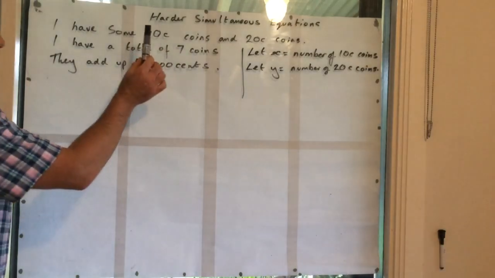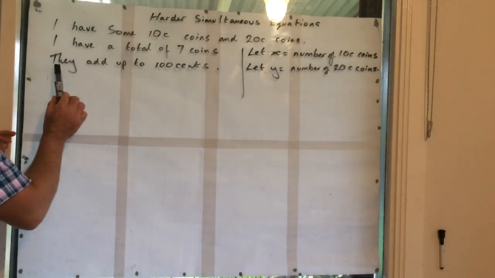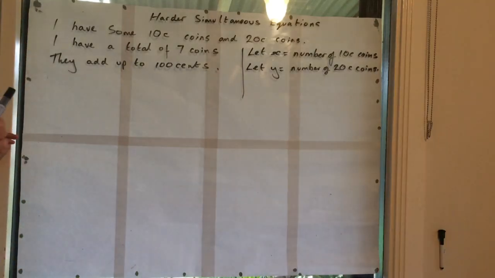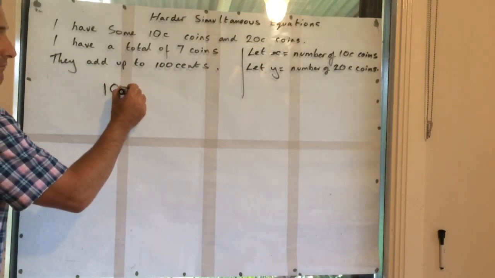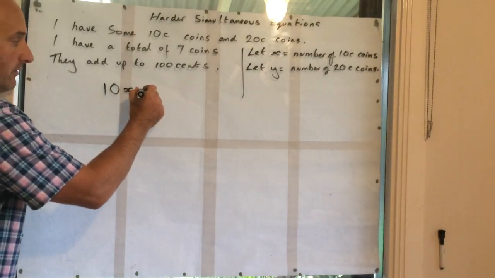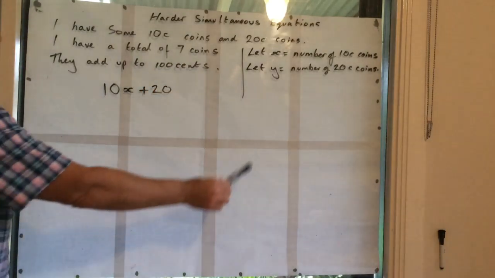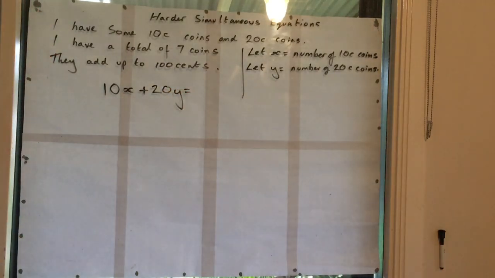Okay, so if I said, well, how much have I got in 10-cent coins? It's going to be 10 cents times the amount of coins that I've got. That's how much money I'll have in 10-cent coins. So what I can say here, I'll start with this one, the amount of 10-cent coins times 10, so 10 multiplied by the amount of 10-cent coins I've got, plus 20 times the amount of 20-cent coins I've got. Well, what do they add up to? They add up to 100.